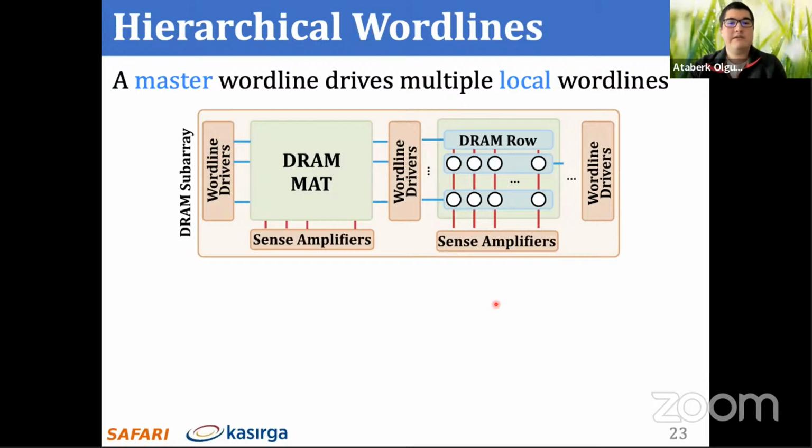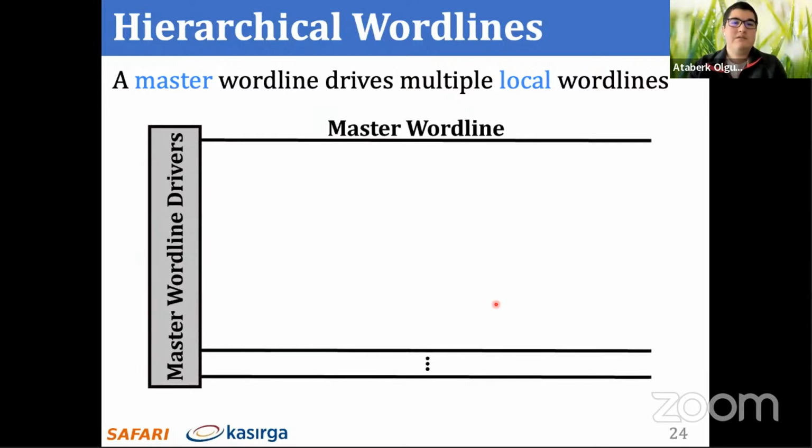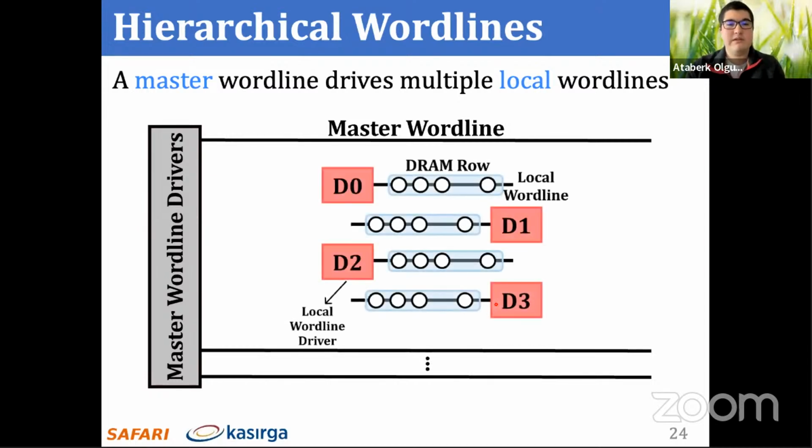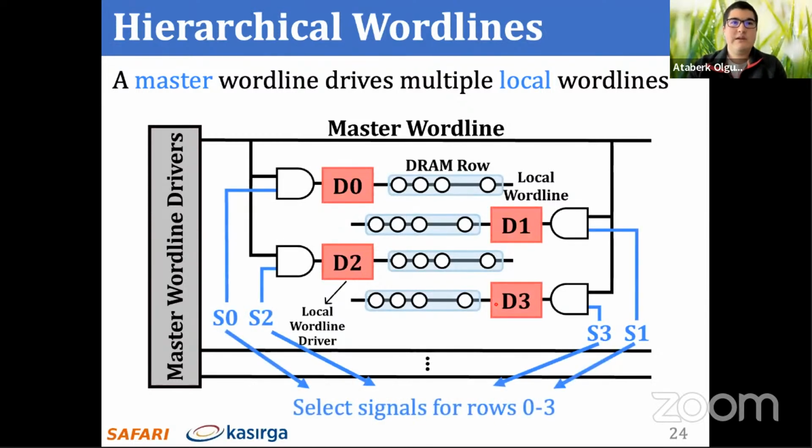In the hierarchical word line scheme, a master word line potentially drives multiple local word lines. And we will look at an expanded view of a DRAM mat to understand better. So the master word line drivers attached to either side of a DRAM mat drive the master word lines, and local word line drivers drive the local word lines that enable the access transistors in DRAM cells. These local word line drivers are enabled with a combination of the master word line and a certain control signal, which we denote as S0, S1, S2, and S3 in this figure.